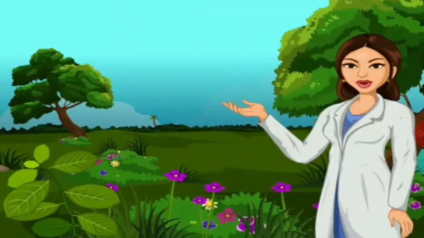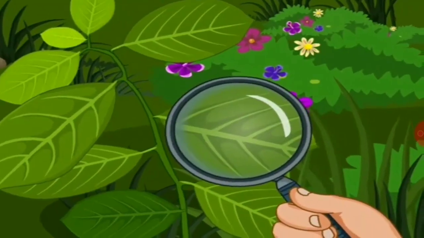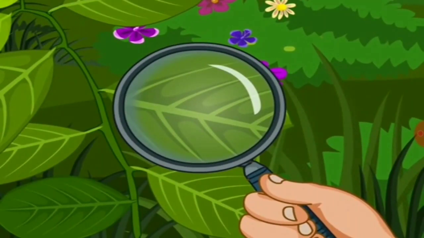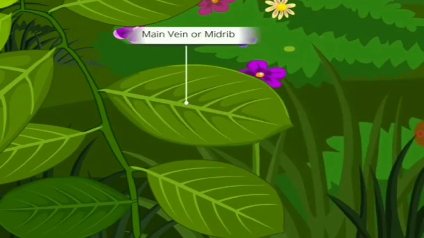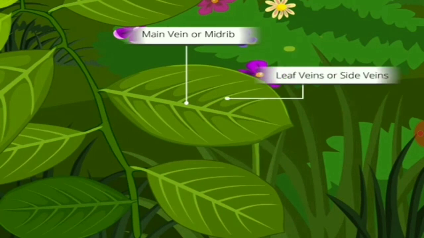Let us see a leaf through a magnifying glass. You can see a line running through the center of the leaf. This is called the main vein or midrib. Leaves also have some fine lines on both sides of the main vein. These are called leaf veins or side veins.